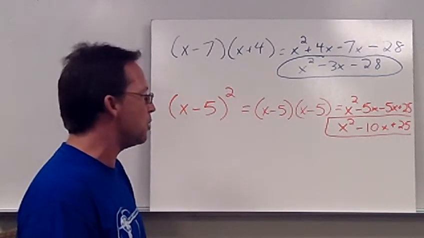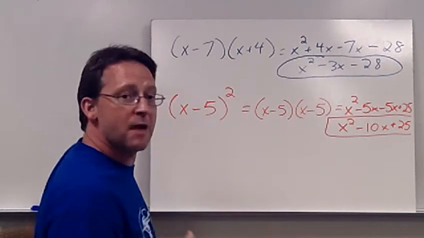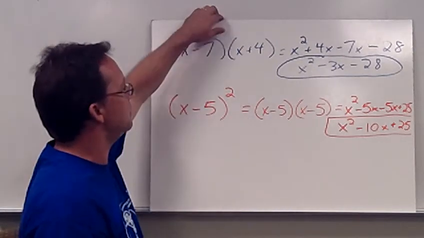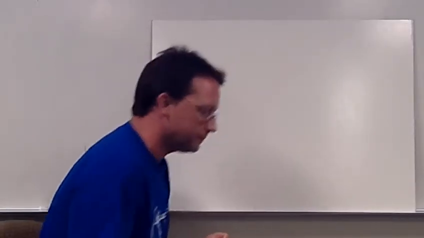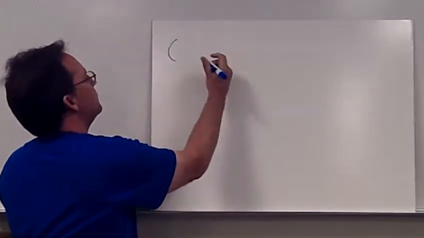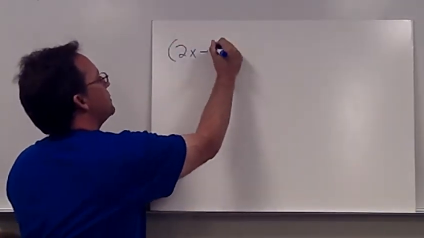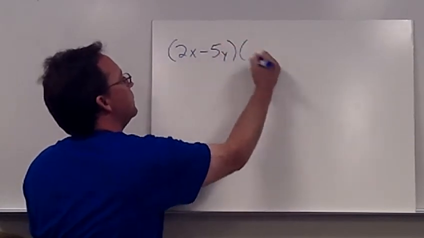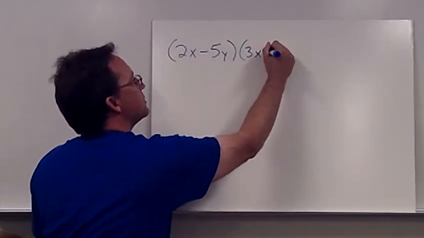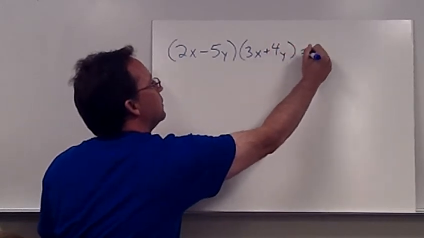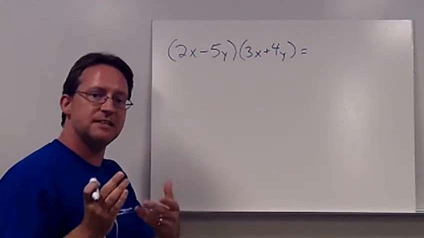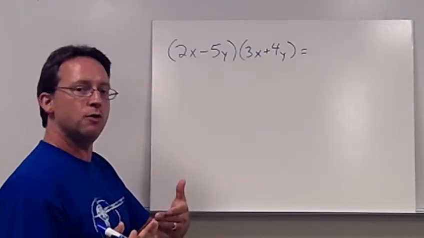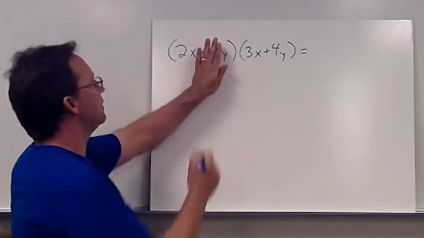Once again, last thing I want to show you is it doesn't matter if you've got more than one variable here. We've got an expression that has both an x and a y, or two other variables. Doesn't change how you do the problem. So back to the blue marker, and I've got 2x minus 5y times 3x plus 4y. All right, again, two binomials. Each one of these parentheses has two terms in it. We're going to do the distributive property. We're going to do the FOIL process again.